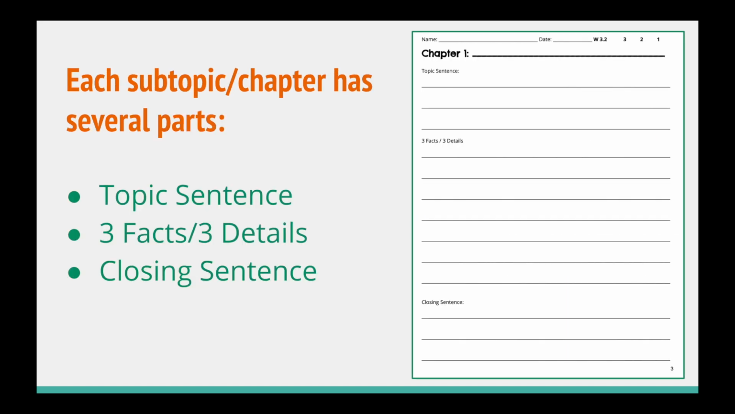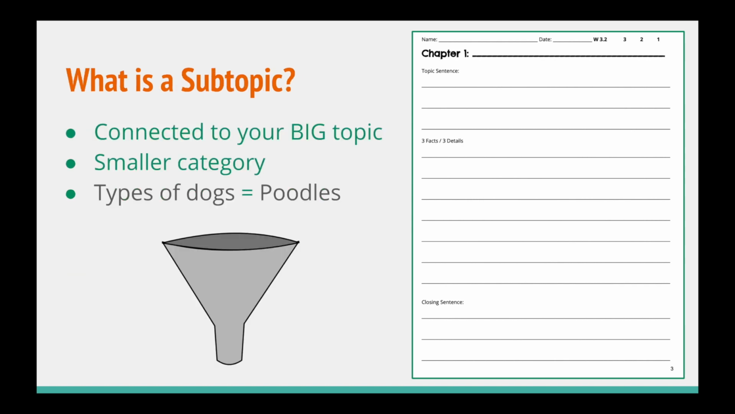Each subtopic or chapter has several parts. It starts with a topic sentence, then it has 3 facts or 3 details, and then you end with a closing sentence. So what is a subtopic exactly?